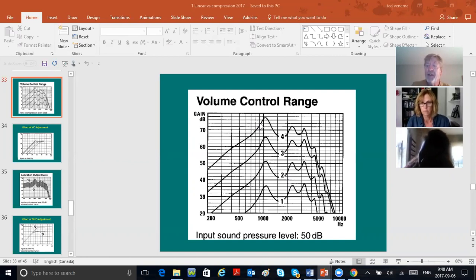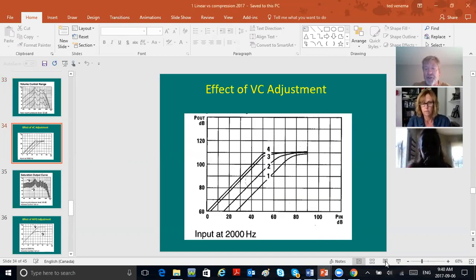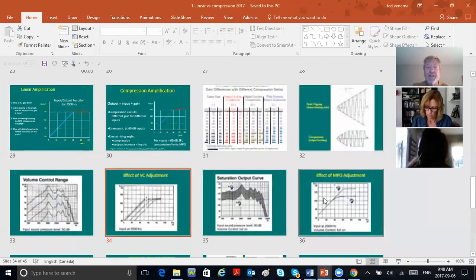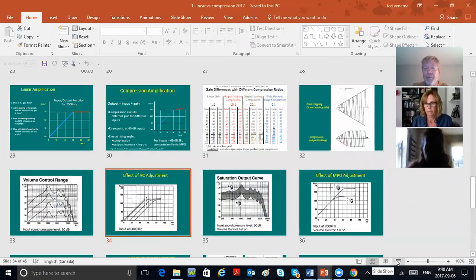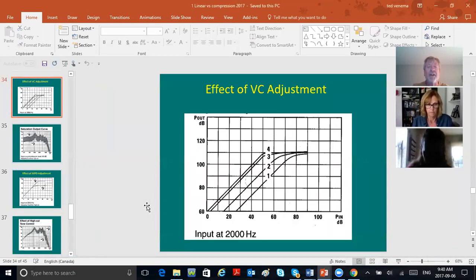Now, the other way of showing what a hearing aid is doing is the input-output function. Why is this frozen? I hate that. Okay, well, over here, let me show you this. This is an input-output function.